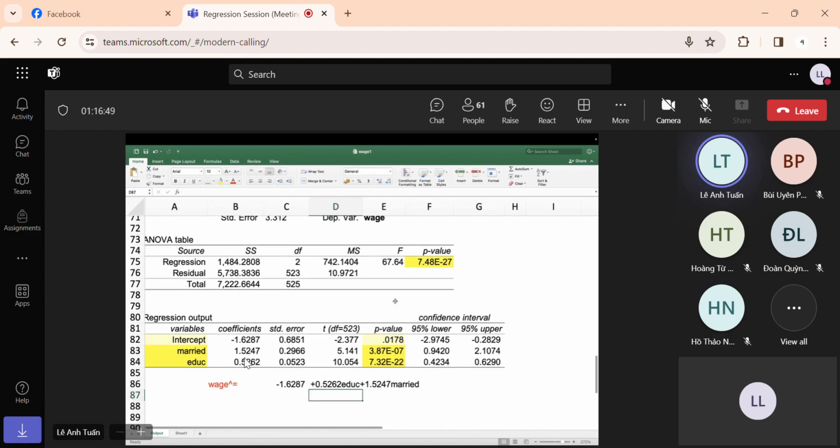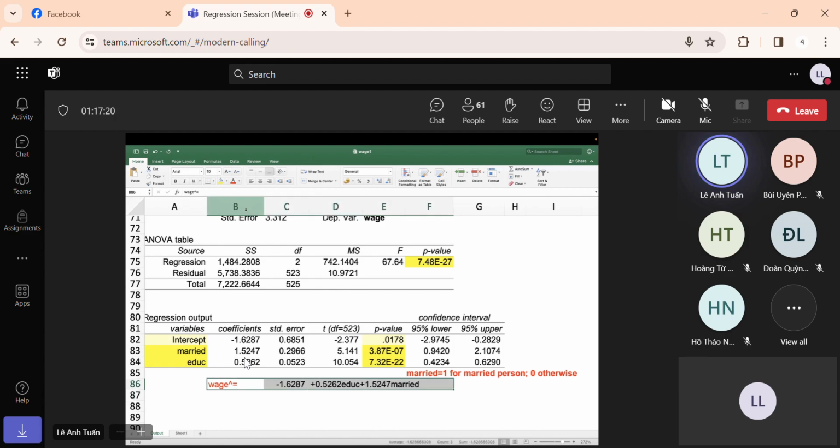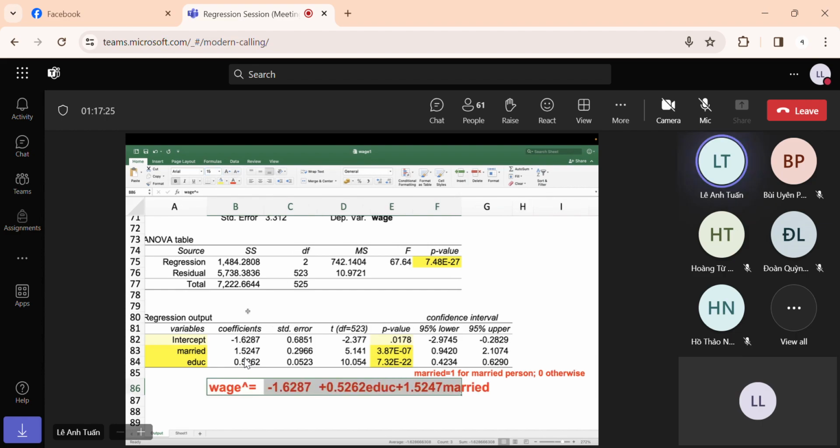And marriage here is equal to 1 for a married person, and equal to 0 otherwise. That means unmarried, right? Okay, this is the definition of the marriage variable, right? Married person 1 and 0 otherwise. And this is the model we have.